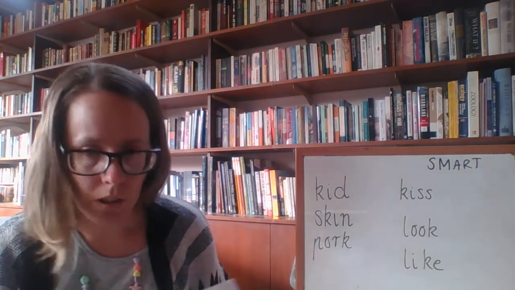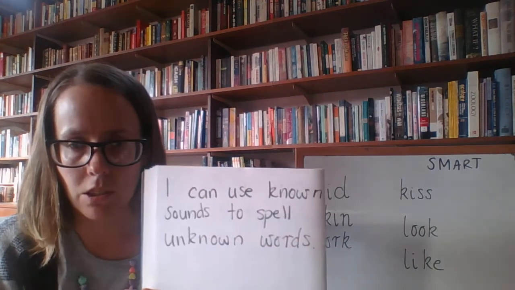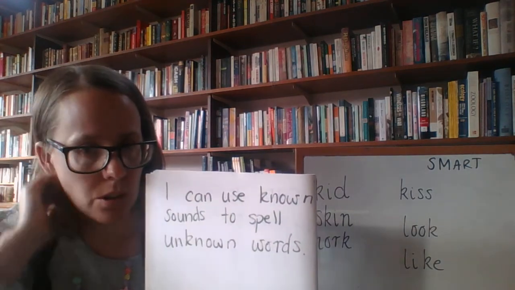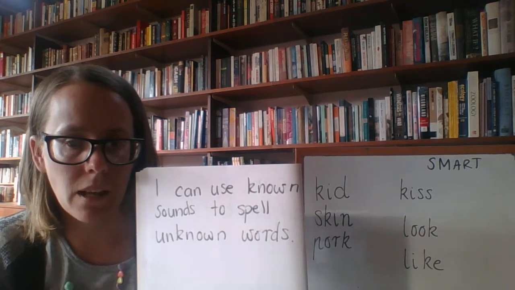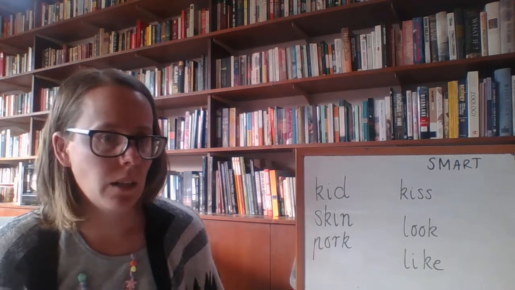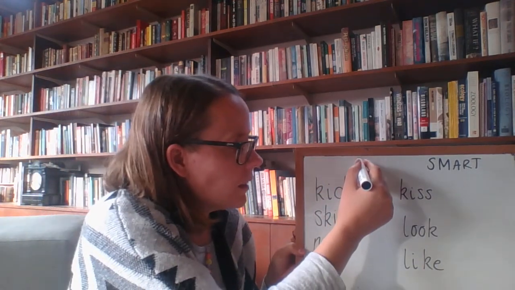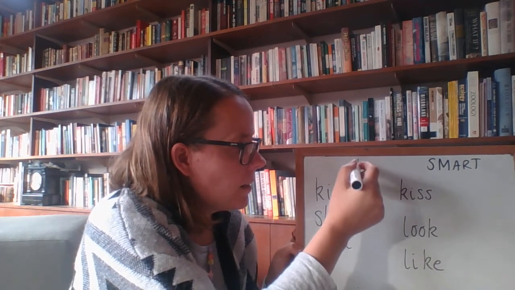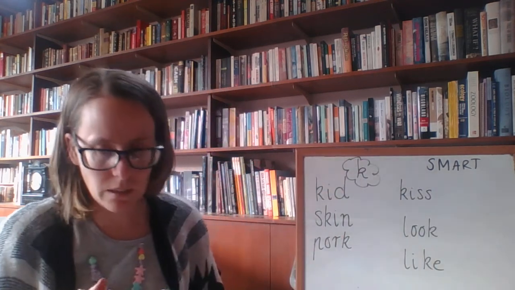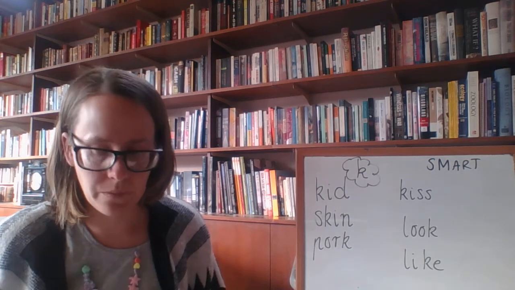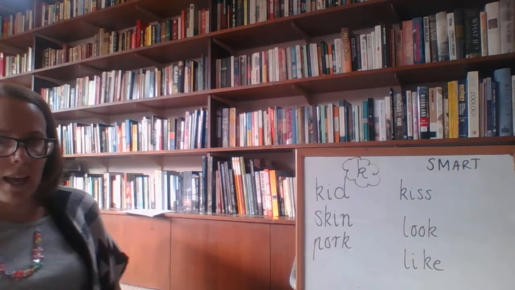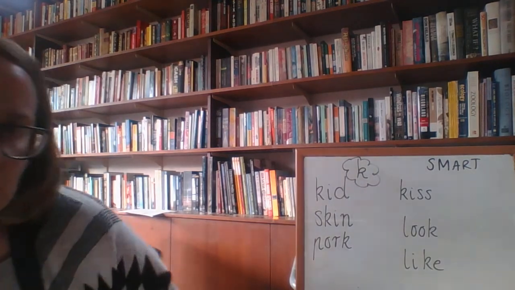Okay, so let's start with our learning intention. It's the same one every week in spelling. I can use known sounds to spell unknown words, and our spelling sound this week, guys, is when the letter K makes a K sound. So everybody say that sound now. K, K, K, K, K. Good job, guys. We're going to go through our list words.